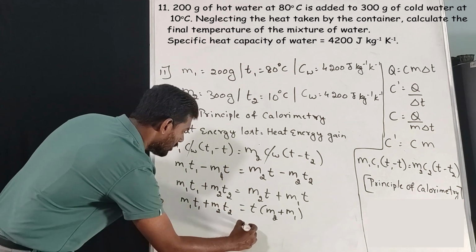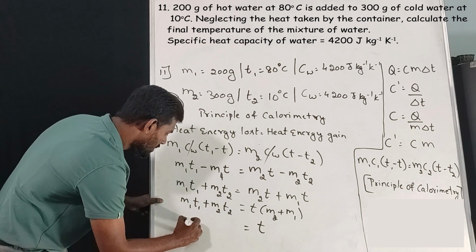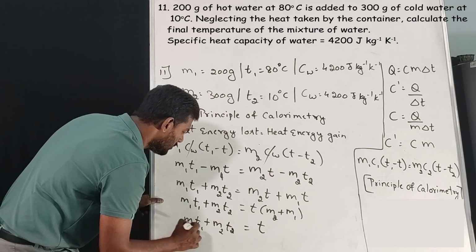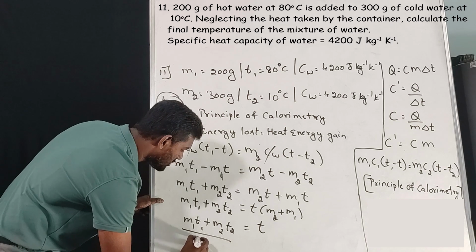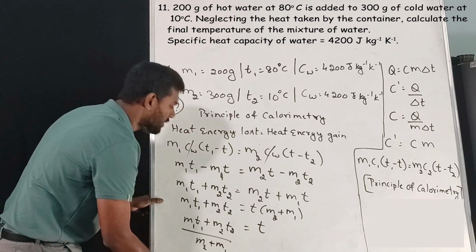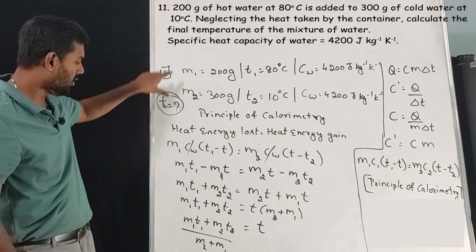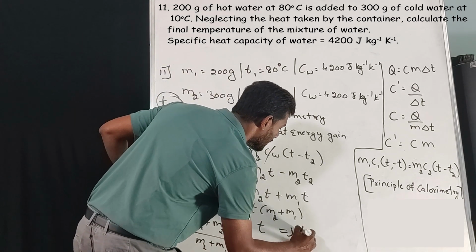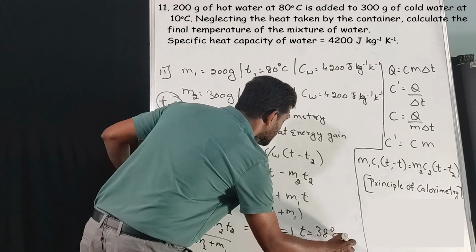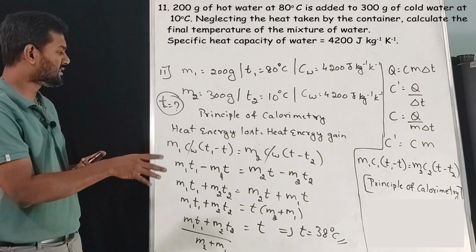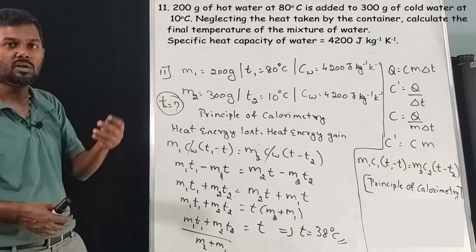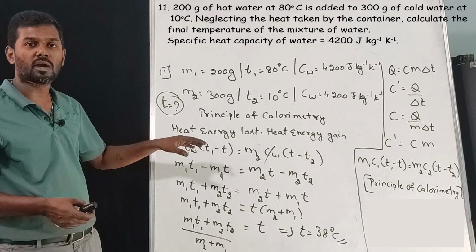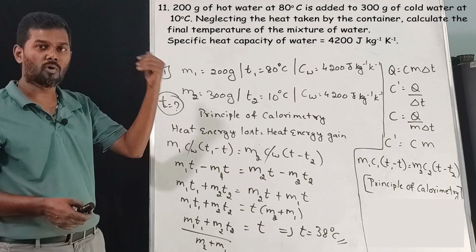So now to find the value of T: M1 T1 plus M2 T2, I'll write as it is. I'll move these terms this side, so this becomes divided by (M2 plus M1). You substitute all these values here only, and the final answer will be T is equal to 38 degrees Celsius. That's it. So this is exactly similar to the previous question. In the previous question, one object was immersed in water, correct? But here we are talking about both being water itself.